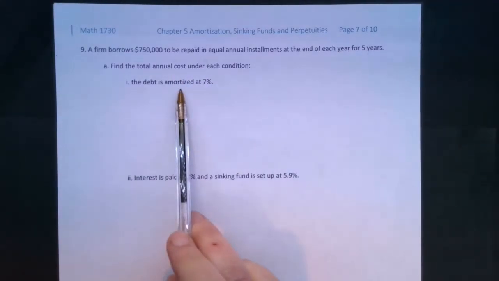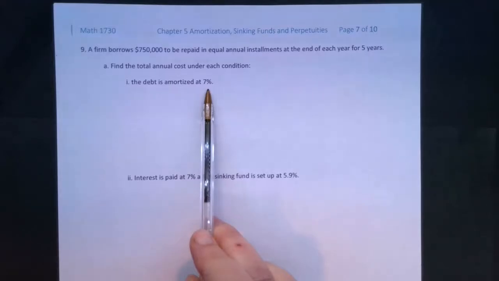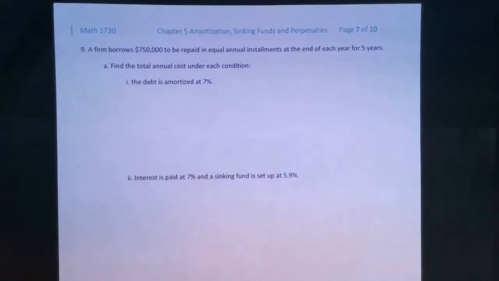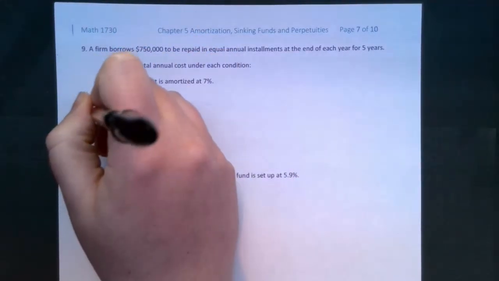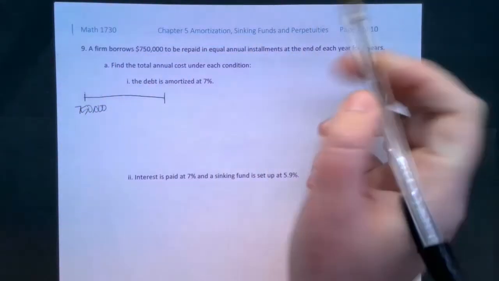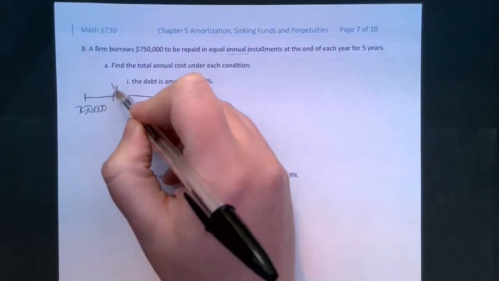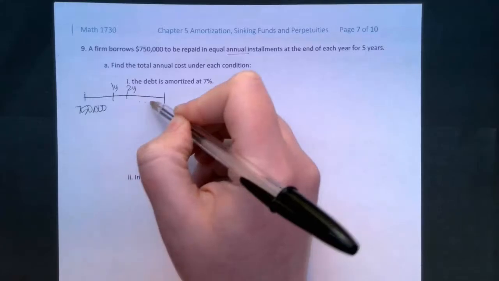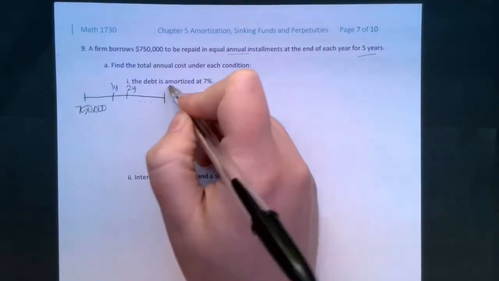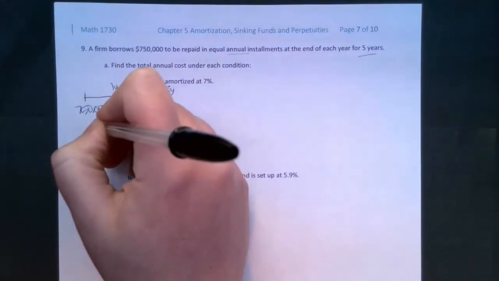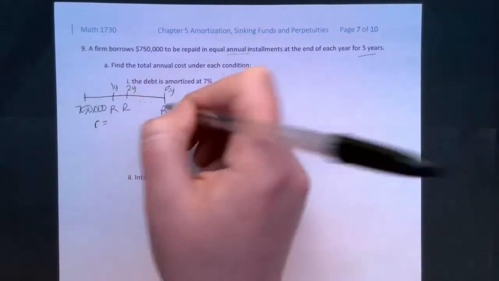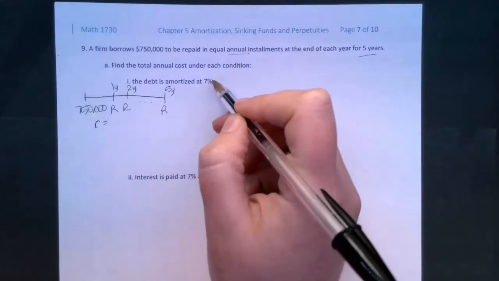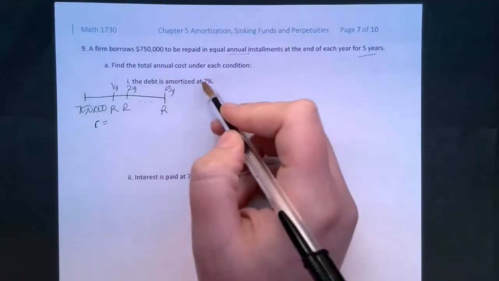So the debt is amortized at 7%. To find the total cost, the first thing we have to do is find the payments. So we have to find our R. And again, this is annual, so that means every year, and we're doing it for 5 years. So here, big R is the unknown, little r is 7%. Total annual cost, sorry, okay.